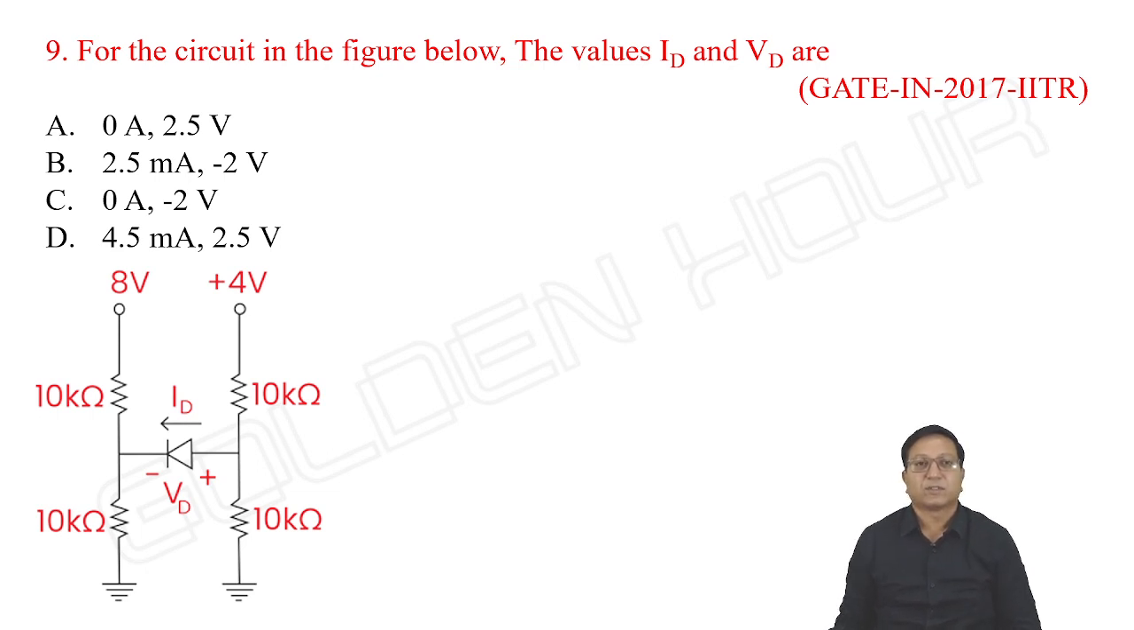Look at this question. For the circuit in the figure below, the values of ID and VD are. It was a question asked in previous GATE papers only, Instrumentation paper 2017. Okay, how do we do this?